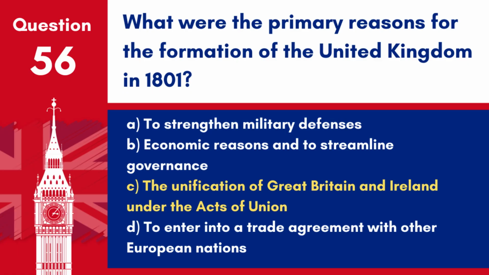Answer. C. The unification of Great Britain and Ireland under the Acts of Union. The formation of the United Kingdom of Great Britain and Ireland in 1801 was due to the Acts of Union that merged the individual parliaments and created a single political entity under the Crown.